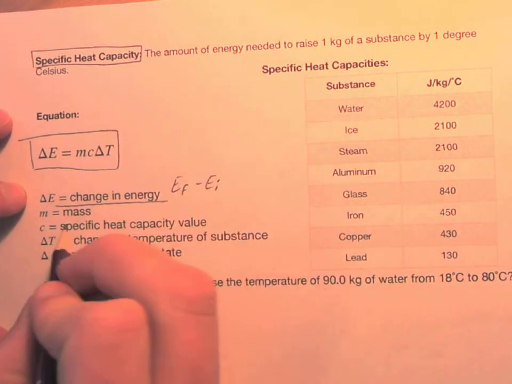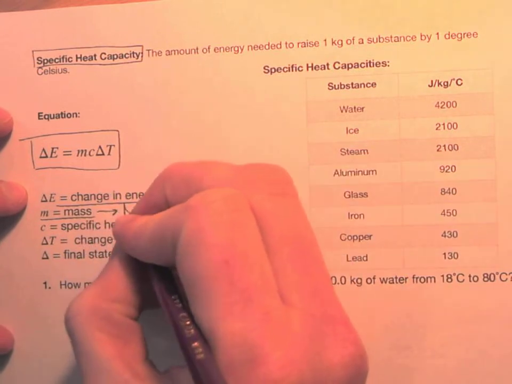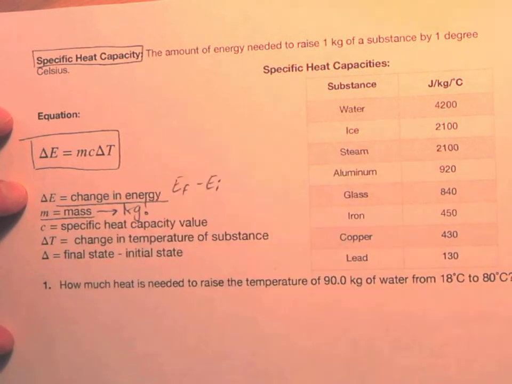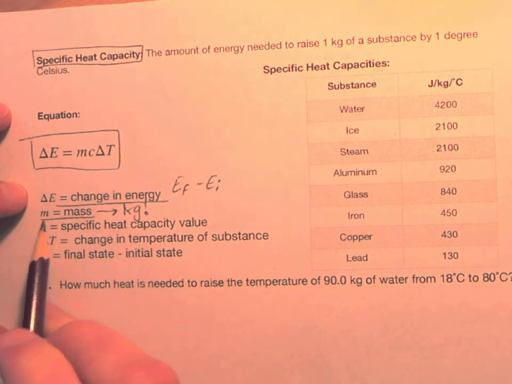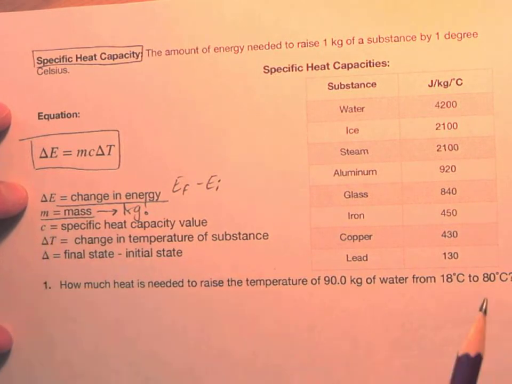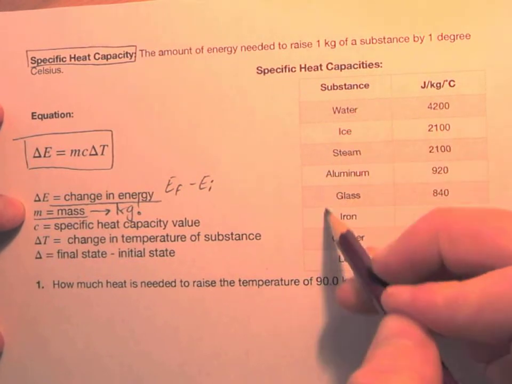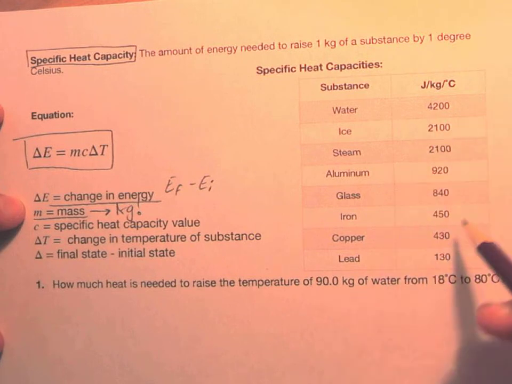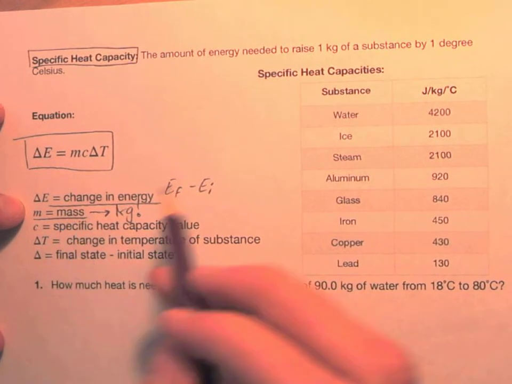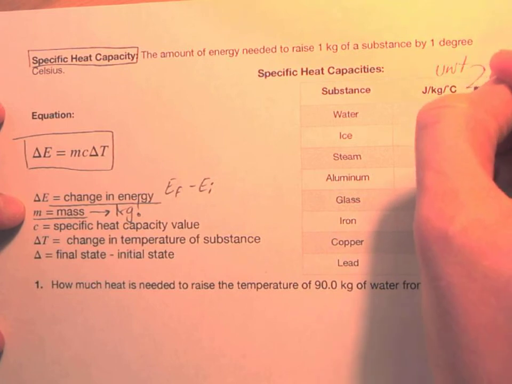Your mass is your M, and this is always in kilograms. Make sure it's in kilograms. Specific heat capacity value is this new variable C. Okay, it's kind of similar to a calorie actually, but you can see I have a chart here of a whole bunch of different substances, and they have a whole bunch of different specific heat capacities. Okay, and what unit they're in, this is the unit that it has.